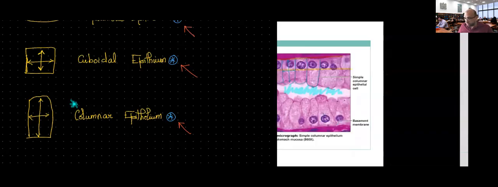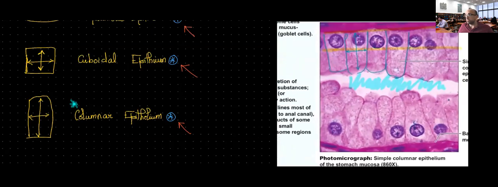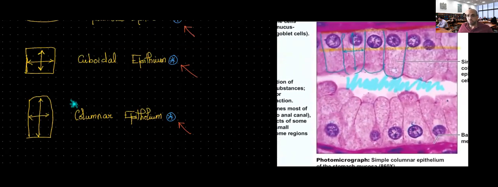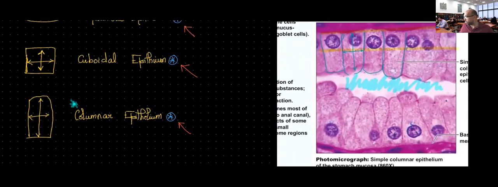So the last thing that we've seen together was the simple columnar epithelium, and we've seen how to identify this type of epithelium. Again, one row of tall cells are lining this tube. So simple means one cell layer, columnar means I'm formed of tall cells.